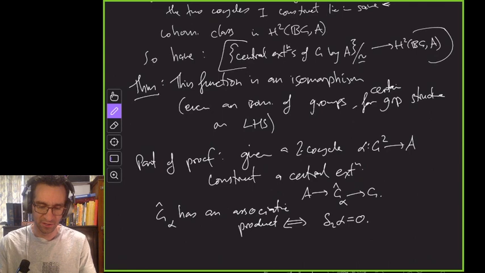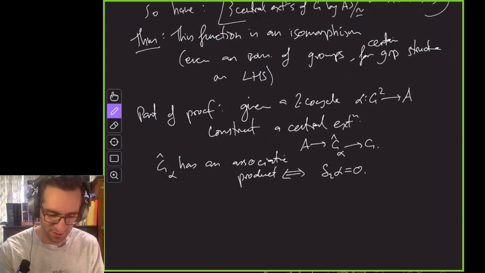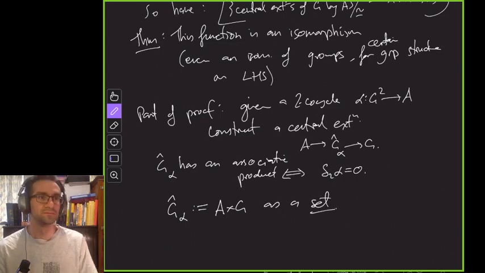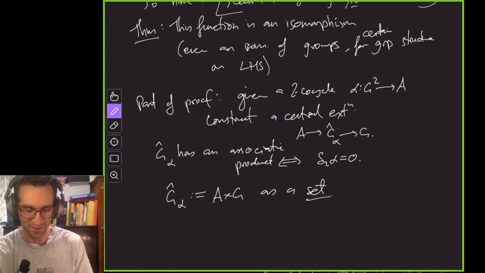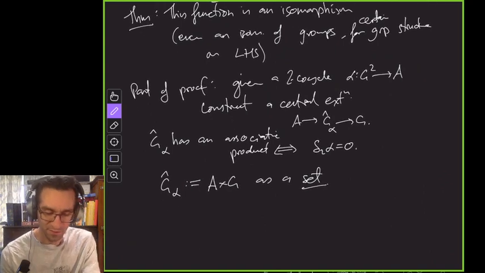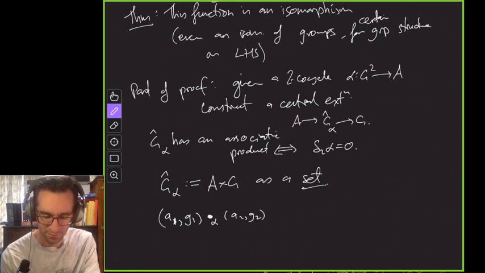Yeah. So maybe I should give you the definition of what G hat alpha is. It's A times G as a set, which is kind of sensible for cardinality reasons, at least in the finite world. And then what does it mean to multiply two things? So you have (A1, G1) and (A2, G2), and you want to define a product somehow involving alpha, where it's defined to be (A1 plus A2 plus alpha(G1, G2), G1 G2).